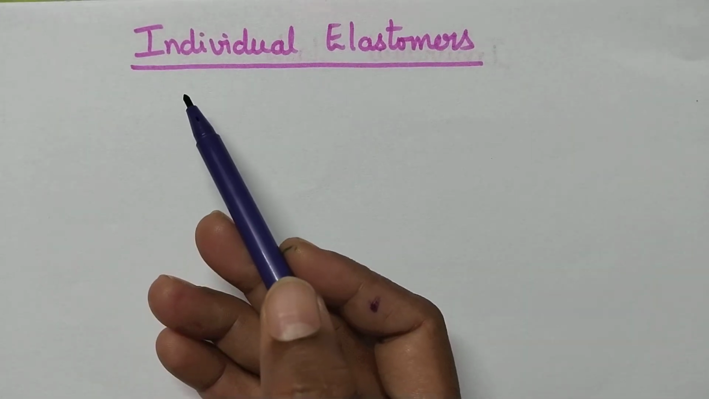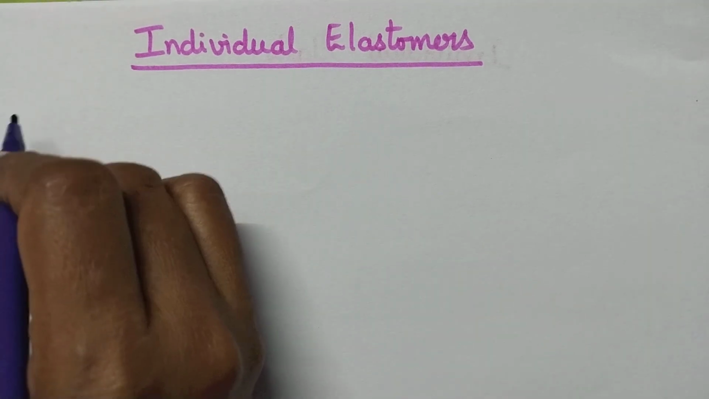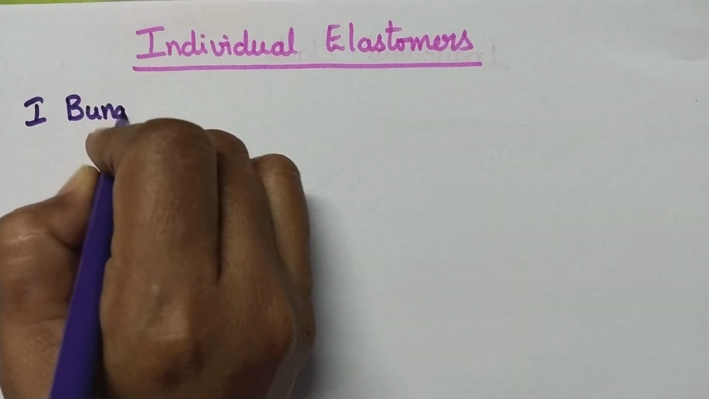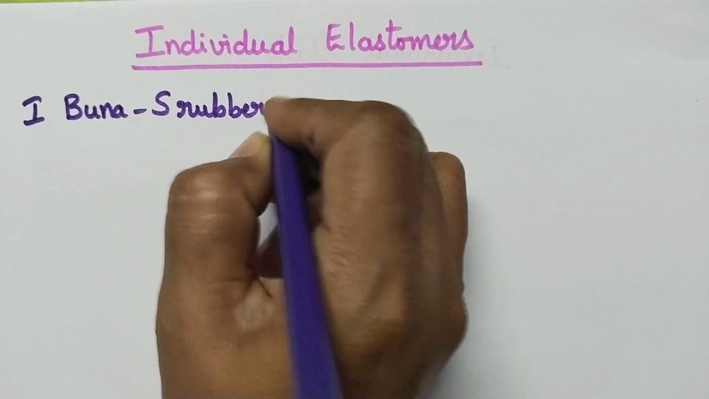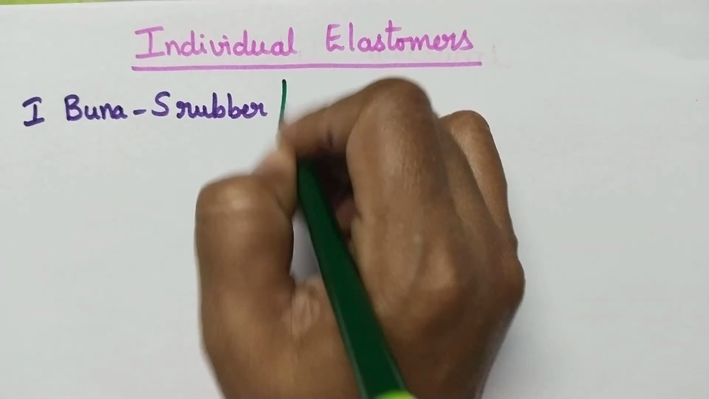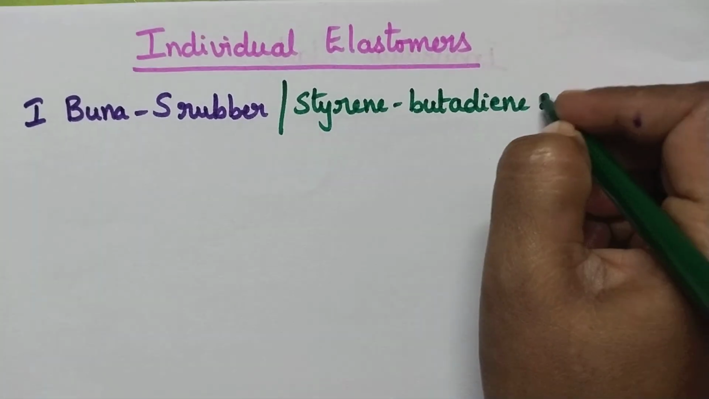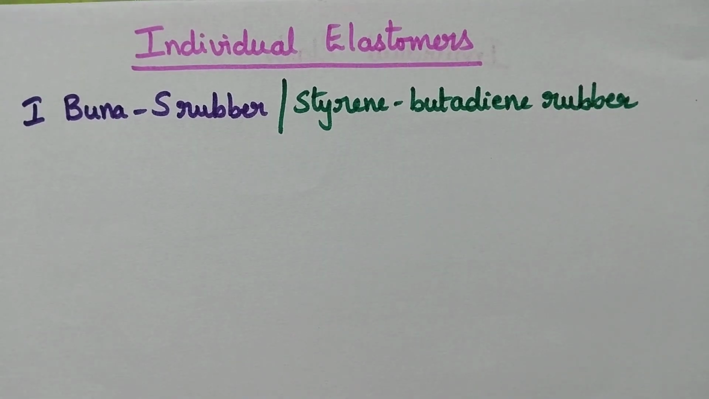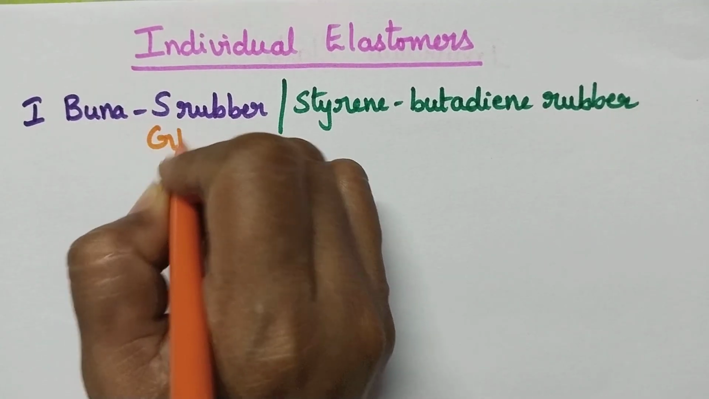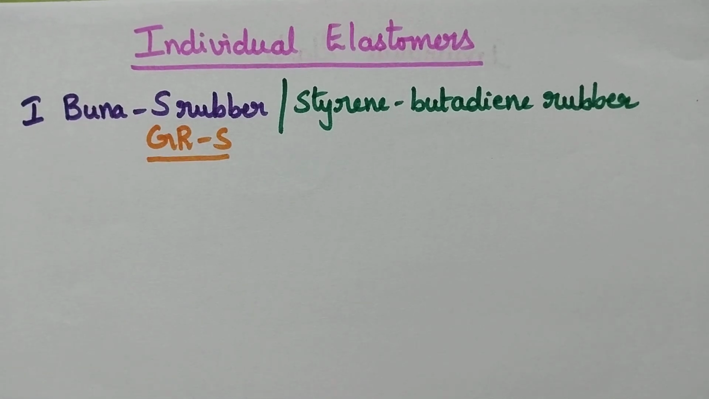In this video, I am going to discuss in detail about the individual elastomers. Initially, let me discuss about the Buna-S rubber. Buna-S rubber is also known as styrene butadiene rubber. It is one of the most important categories of synthetic elastomers that can be synthesized in the laboratory. It can also be called GRS, that means Government Rubber of Styrene. Buna-S rubber is the first elastomer which is synthesized in the laboratory. Here I am going to discuss in detail the preparation, properties and applications of Buna-S rubber.